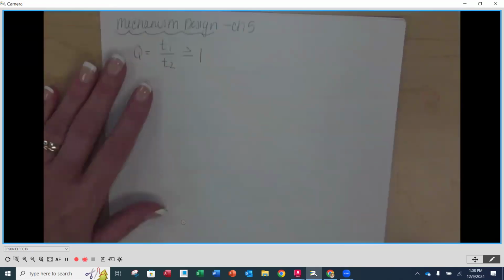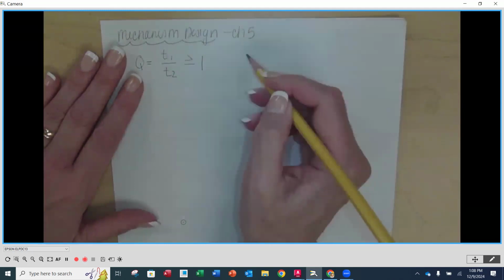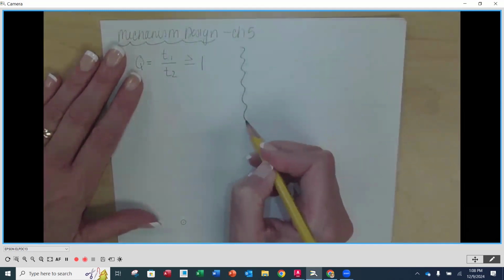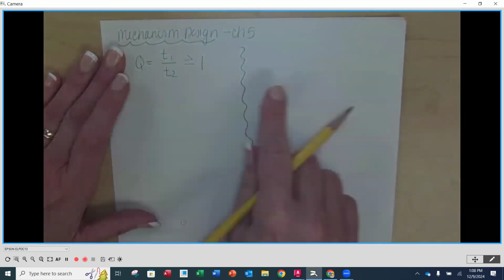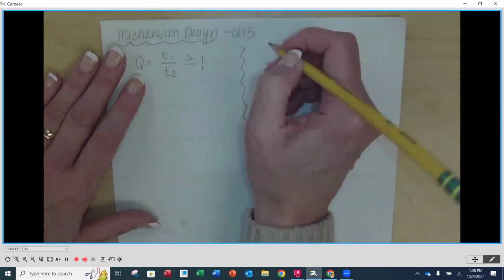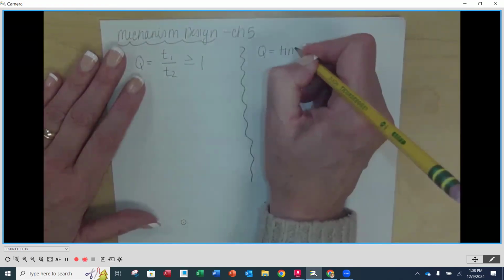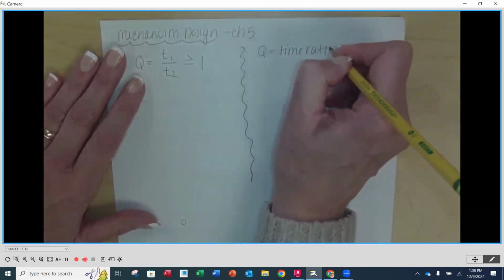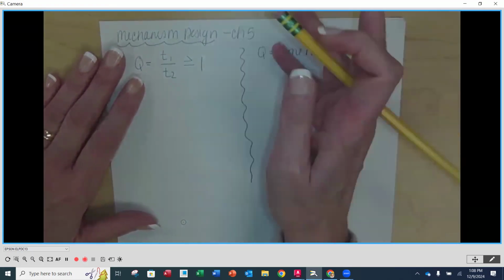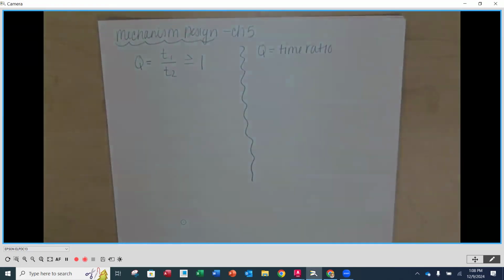Now, Q is called, and I'm going to go over on the right-hand side here. So we'll do our equations on the left-hand side. On the right-hand side, we'll identify what each one of our variables are. So Q is called time ratio. And because it's a ratio, we're going to have time on top and on bottom. There are going to be no units here. So it's just going to be a ratio. It's just going to be a number. Okay, so no units here.